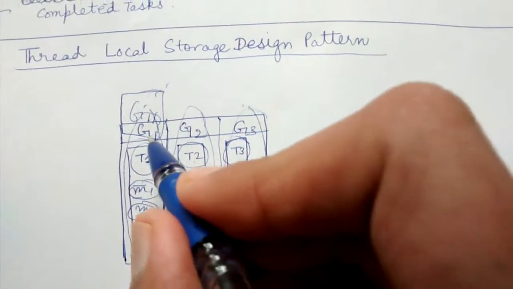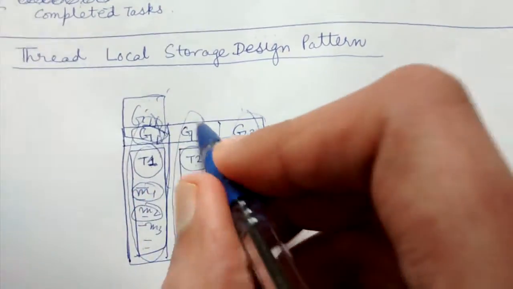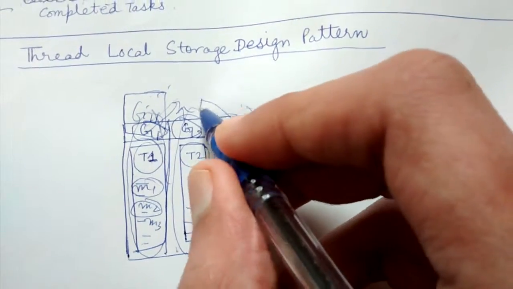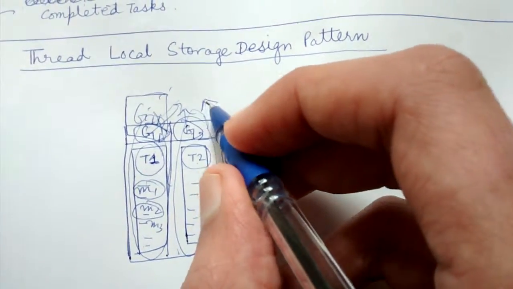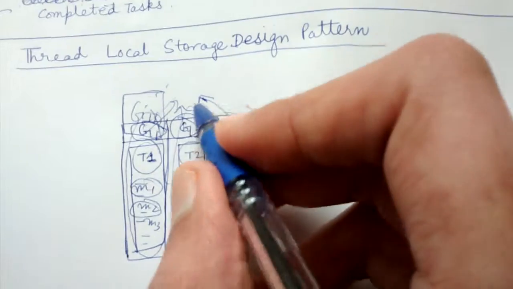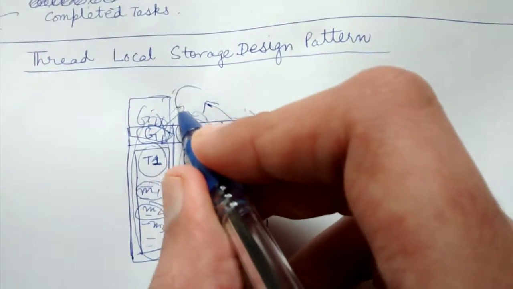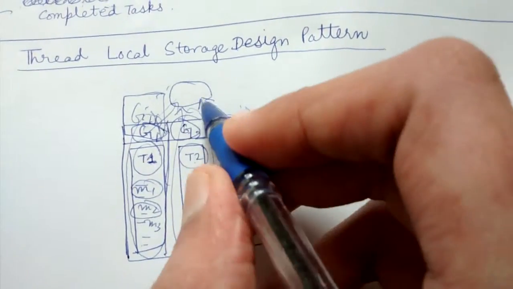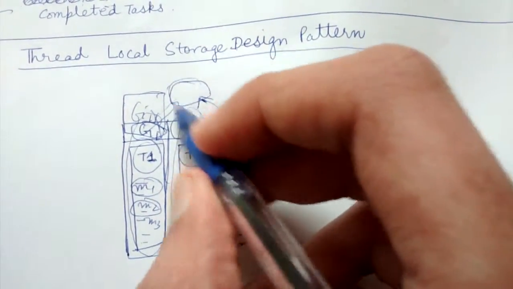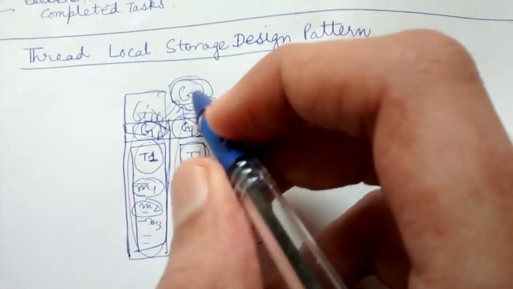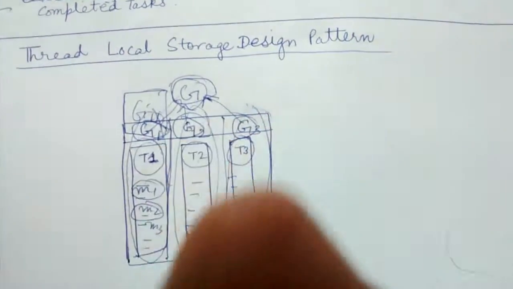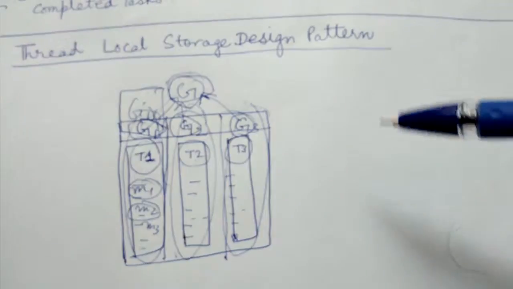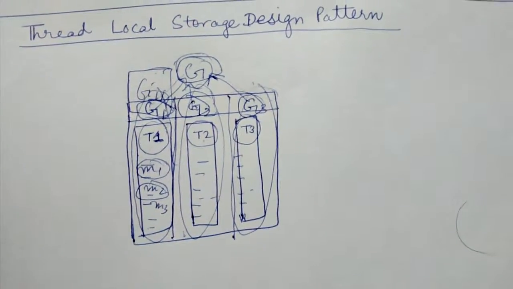Let's say G1, G2, G3 each denote a single value, maybe an approximation of the sales of the year. Let's say we want to attain a single final value at the end. So we may take inputs from all of them and finally merge into a single value G. That can be done after the execution of the programs is done. So basically this is the very simple thread local storage design pattern.